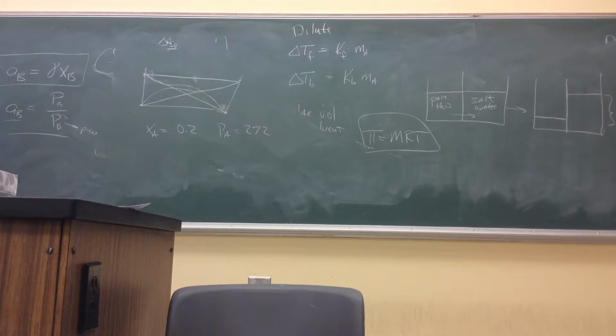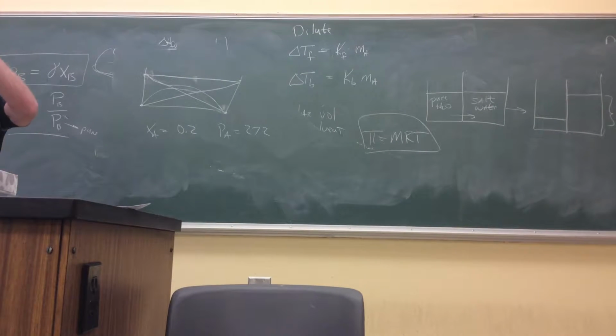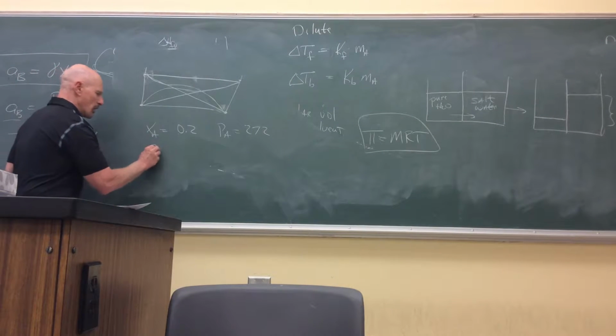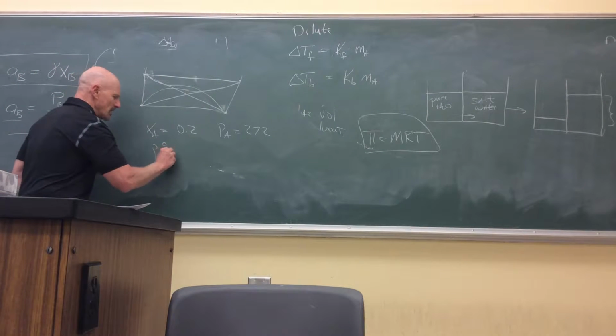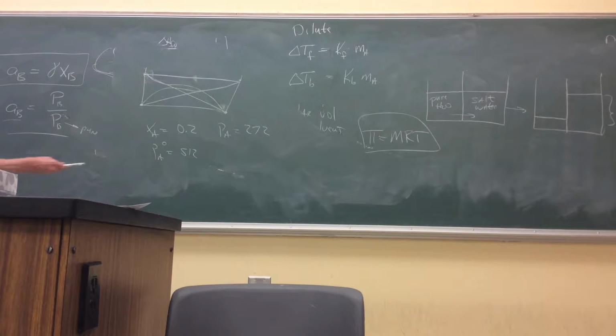Well, you can get the pure vapor pressure for A by looking again at the table that I provided. When the mole fraction of A is 1, it's pure, and the vapor pressure that it gives is the pure vapor pressure. So your pure vapor pressure for A, P_A pure, is 512 in that table. That'll allow you then to calculate the activity for that material at 0.2.